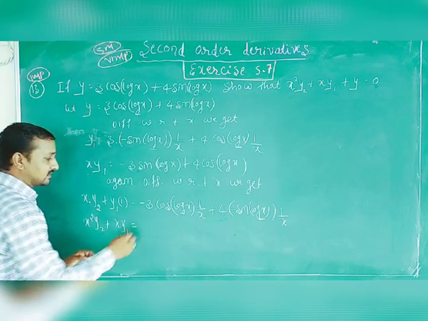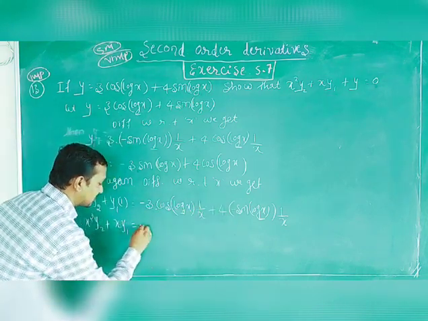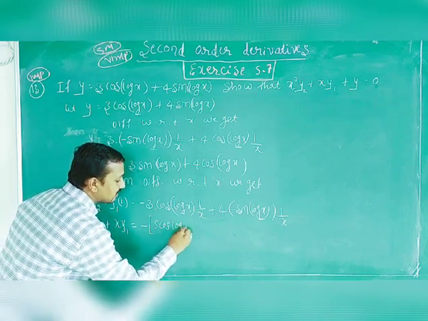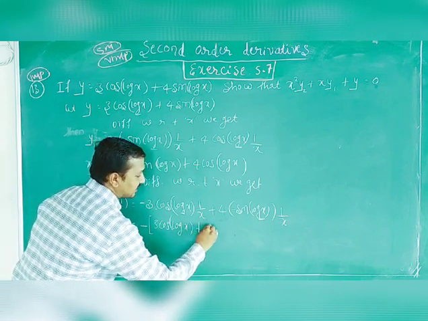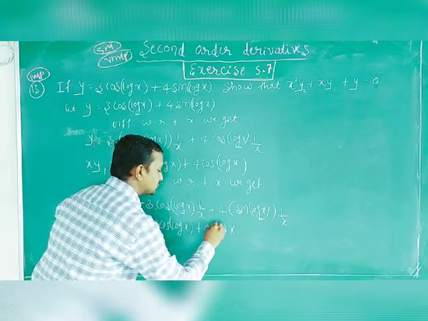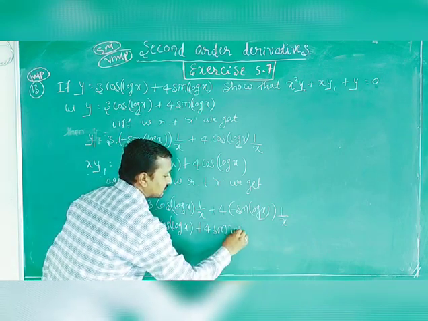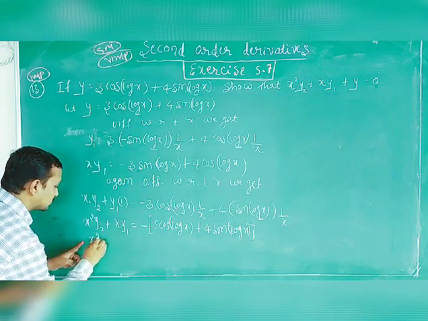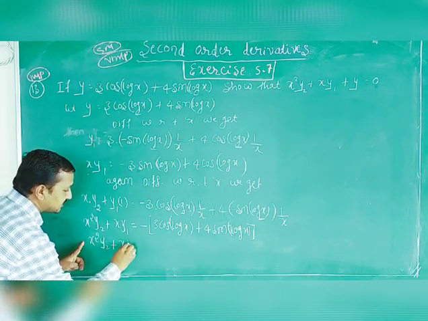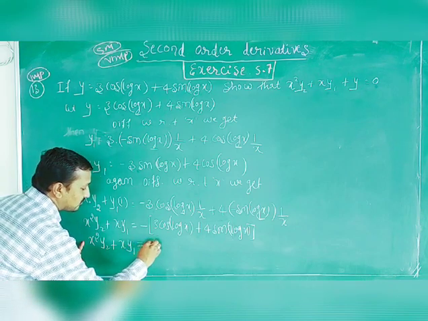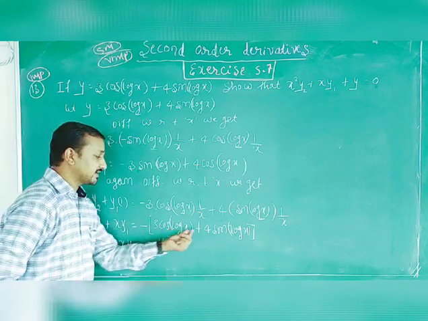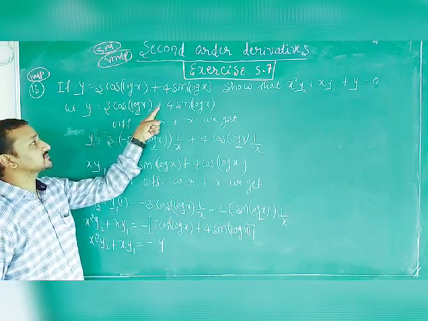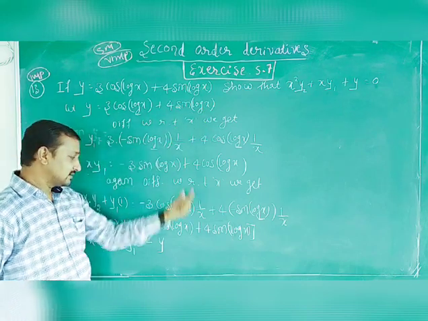Is that clear? Then here also minus is there, here also minus is there. So take minus as common. The remaining term is 3 cos log x plus 4 sin log x. Is that clear? This is x square y2 plus this is x into y1. This is equal to minus y. 3 cos log x plus 4 sin log x is nothing but y. See that? y equal to 3 cos log x plus 4 sin log x. Is that clear? This is y.